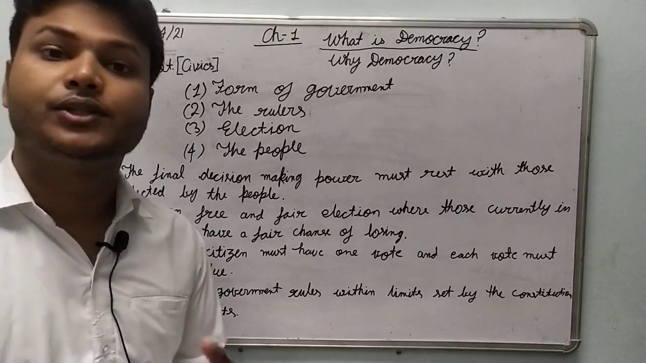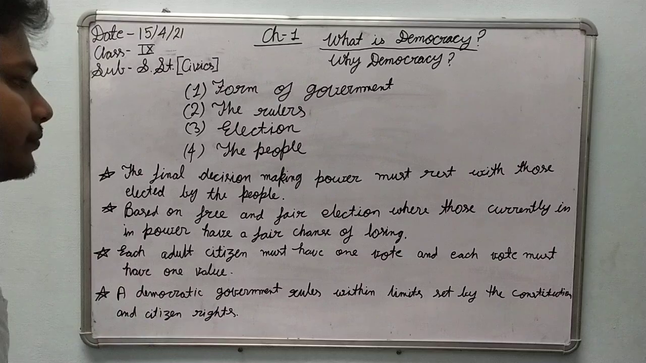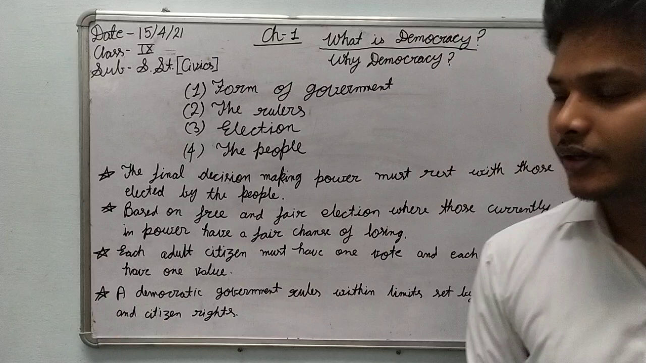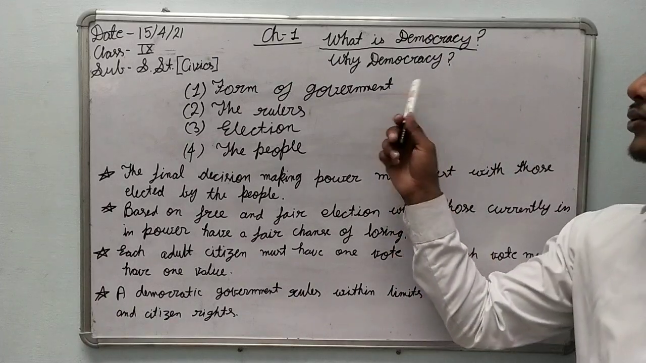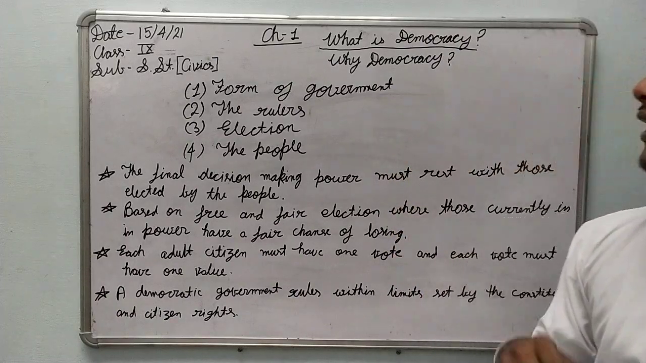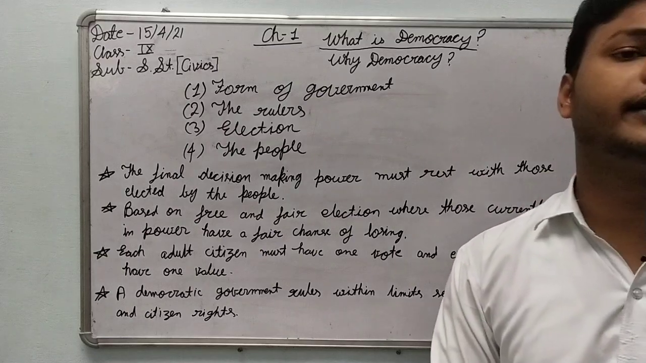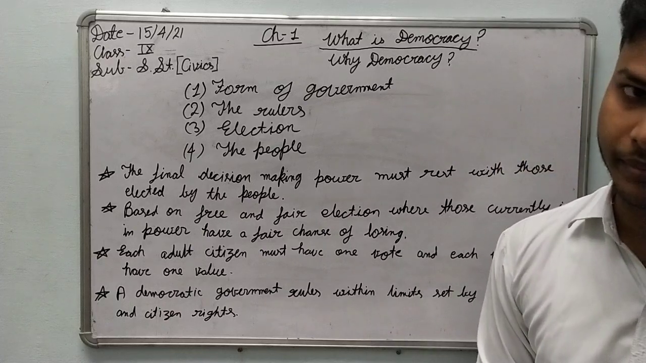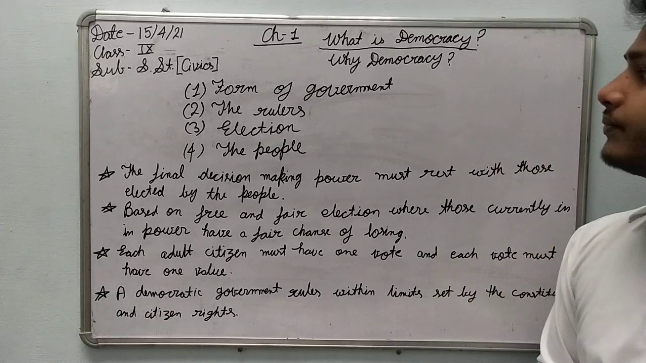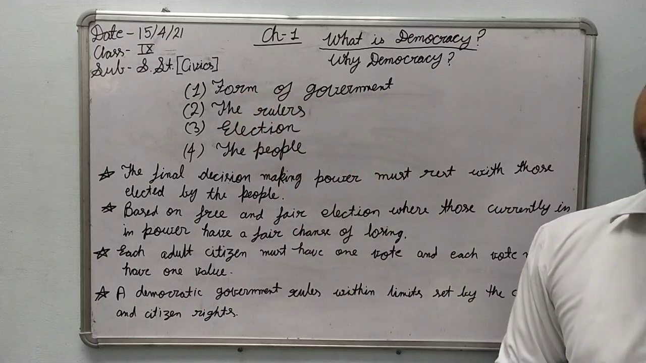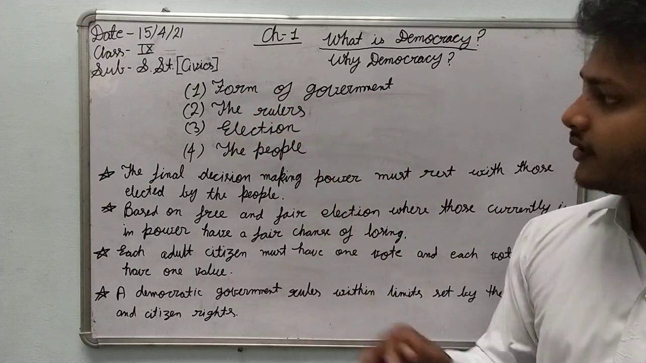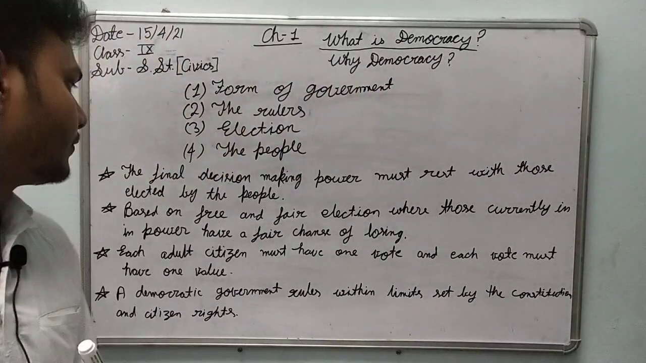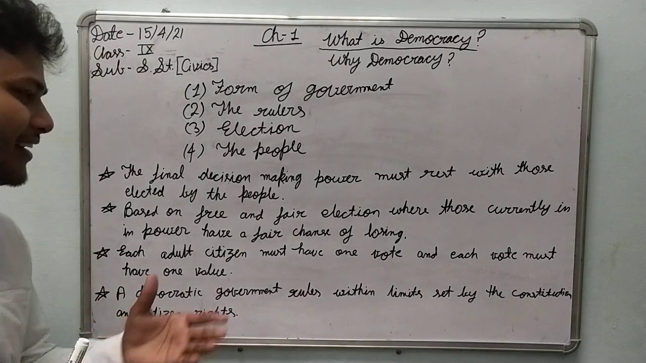Okay, so as you can see, I have written a few points here. These are also four points, 1, 2, 3 and 4. Each point is related to each word. That means in the definition of democracy, we found that it is a system of government in which the rulers are elected by the people. So the first word was form of government. Second, the rulers, third, election, and fourth, the people. We have these points.